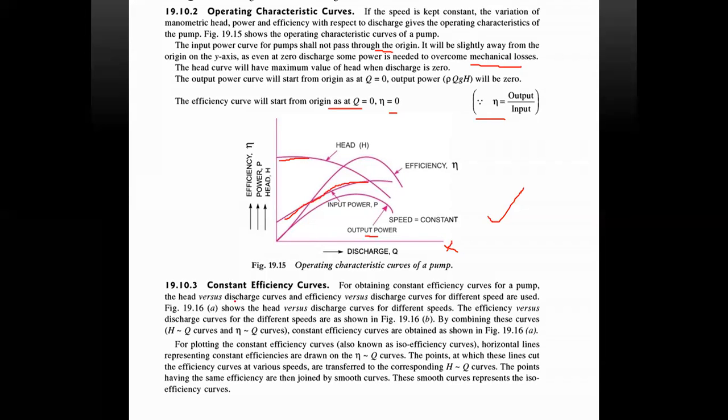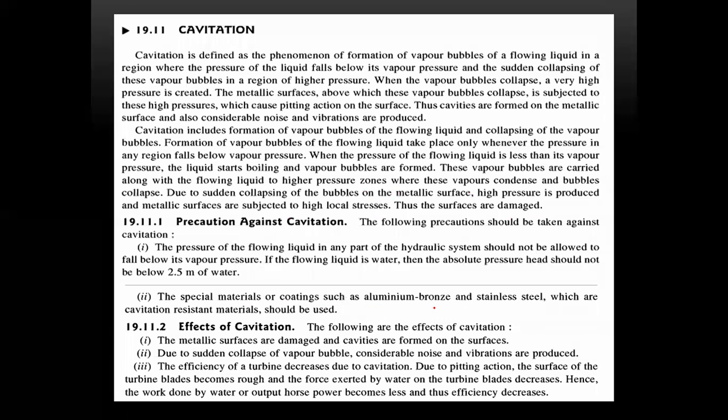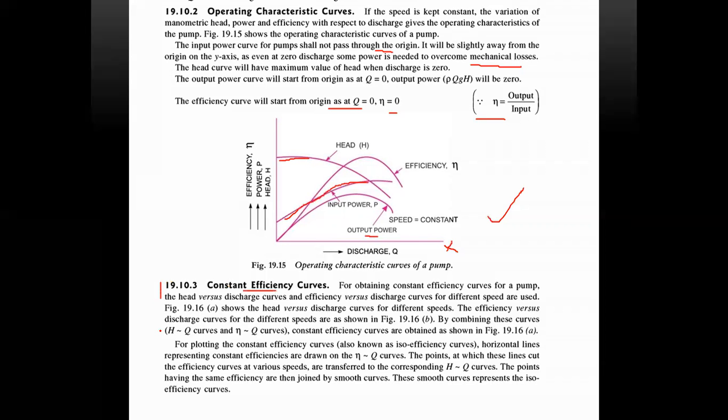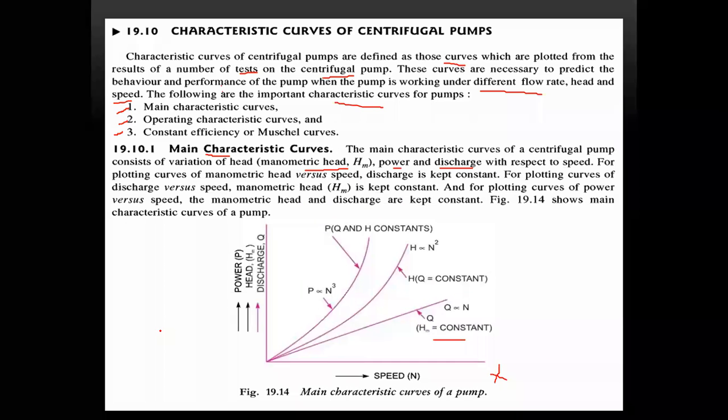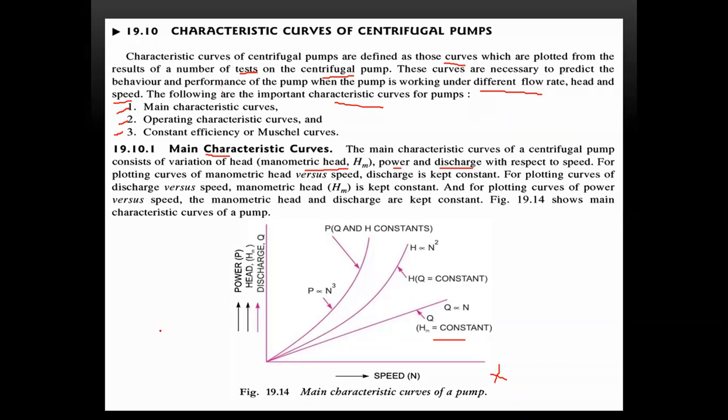Next one is constant efficiency curves. For obtaining the constant efficiency curve for a pump, the head versus discharge curves and efficiency versus discharge curves for different speeds are used. I think you will not get this one, leave it. When characteristic curves come, write 3 characteristic curves: main characteristic curves, operating characteristic curves, and constant efficiency curves. Among them, main and operating characteristics are important.